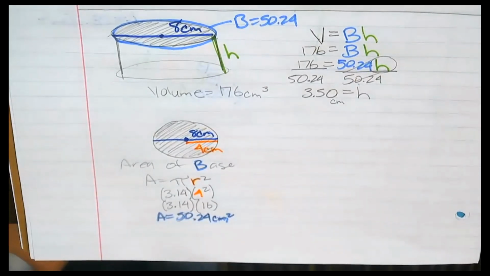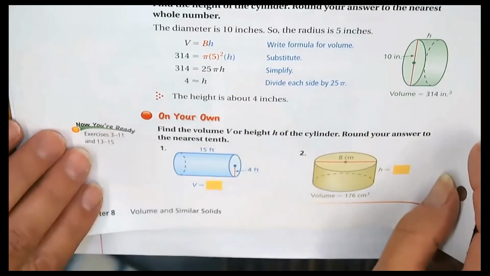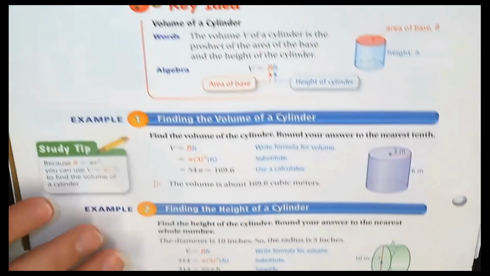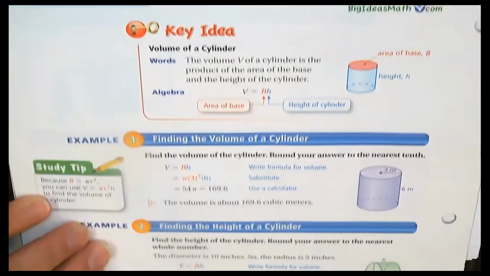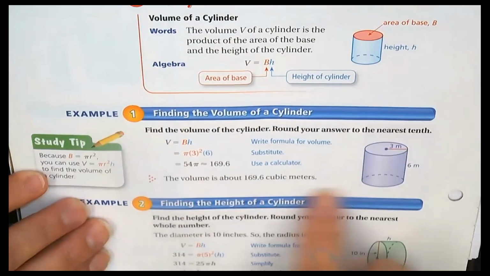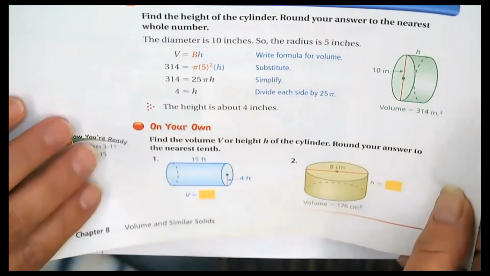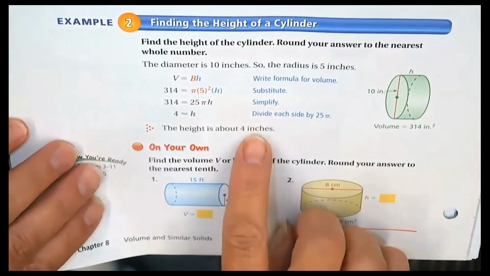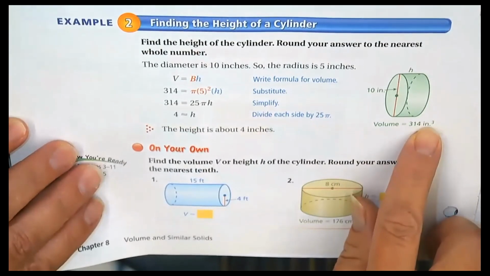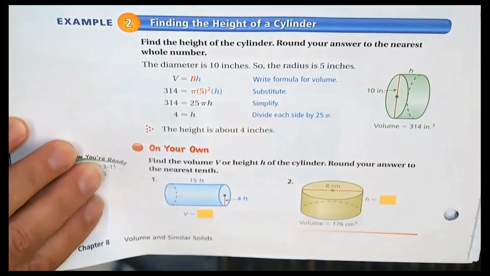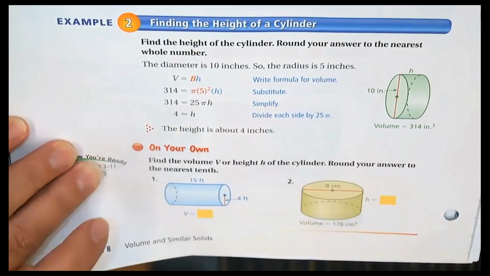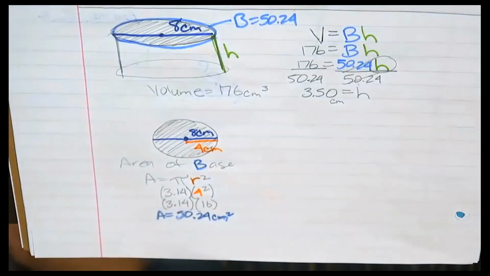So make sure to take a look at the book. The book does a very good job of explaining this, the volume of a cylinder, finding the volume of a cylinder, and this is an example of where they've given us the volume and we have to find the height. Okay, so the book does a pretty good job of explaining it.